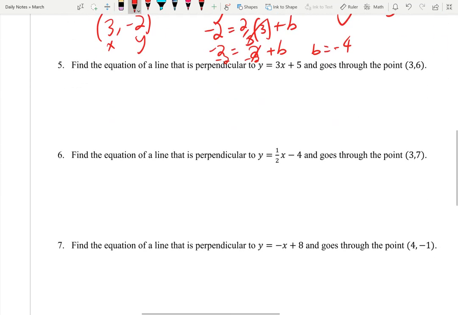Okay, now we move on to the perpendicular lines. It's pretty much the same, but with one slight exception. You have to know what the slope of your perpendicular line is going to be. Perpendicular to this line, which has a slope of 3, remember, perpendicular means opposite reciprocal slope. So perpendicular to a slope of 3 would be negative 1/3.